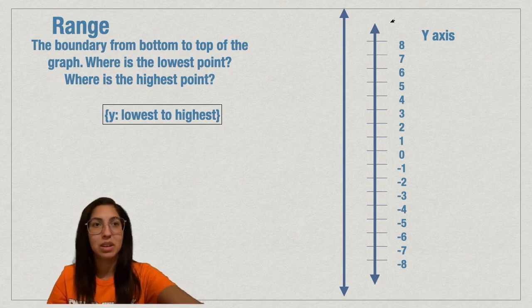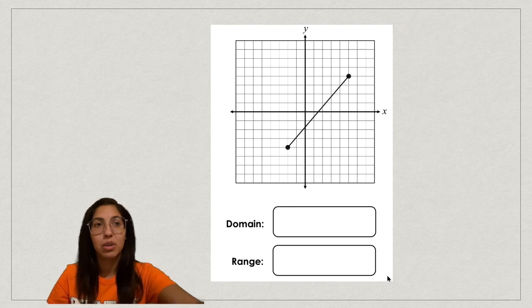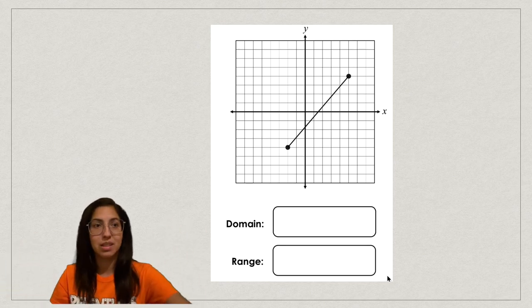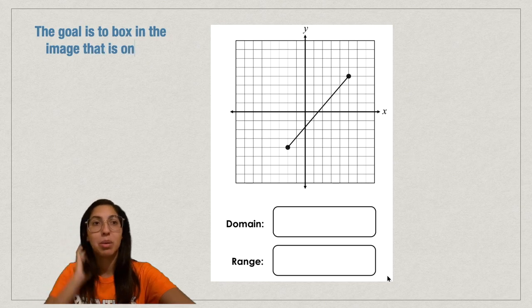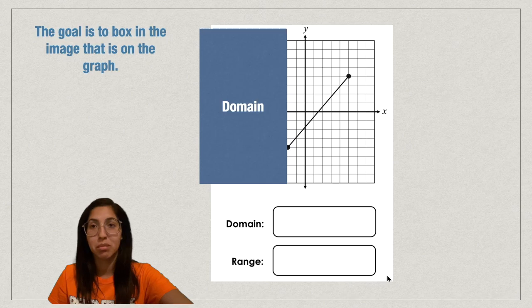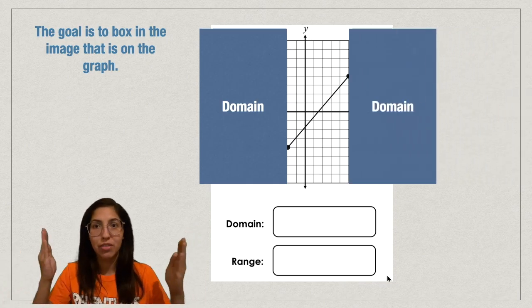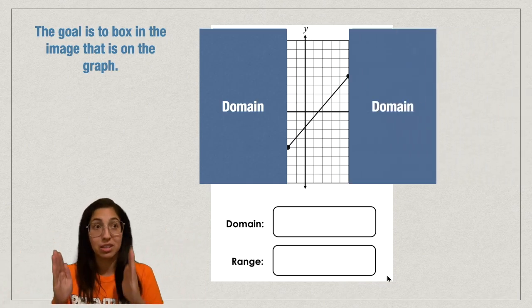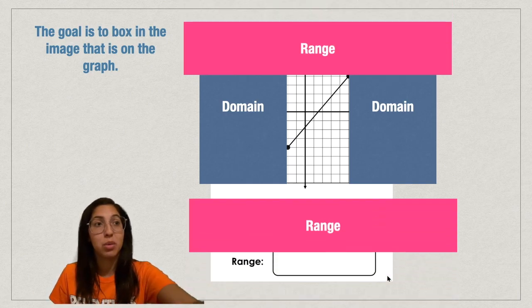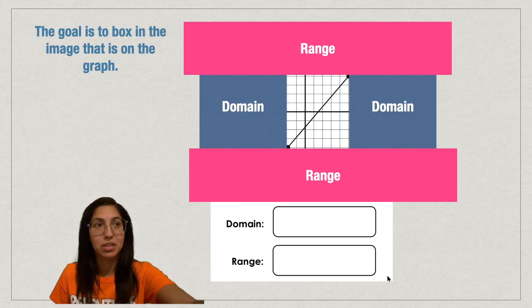Our main goal is to box in the image that is on the graph. Looking at the coordinate grid, we're going to box in this image. You can take sticky notes, a colored pencil, a marker, whatever you want, but we just mark out the sides, so domain and range. How far left and how far right, where does my graph start and where does it stop? And then we look at our range: how far to the top and how far to the bottom. So we've boxed in this image.